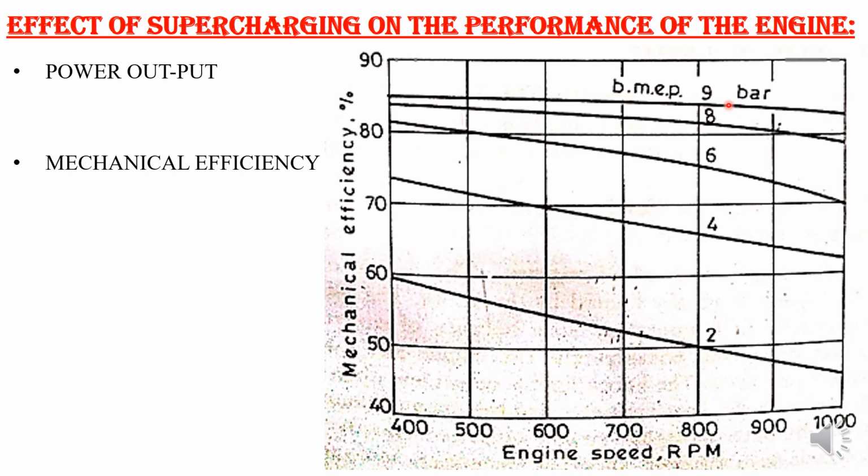So thus, remember, the mechanical efficiency of a supercharged engine is slightly better than that of a naturally aspirated engine. These graphs tell us about the mechanical efficiency obtained for a 6-cylinder CI supercharged engine. We can see the lower load will achieve 60, and as the engine speed increases, the pressure keeps on decreasing. This tells about the brake mean effective pressure for a supercharged engine.